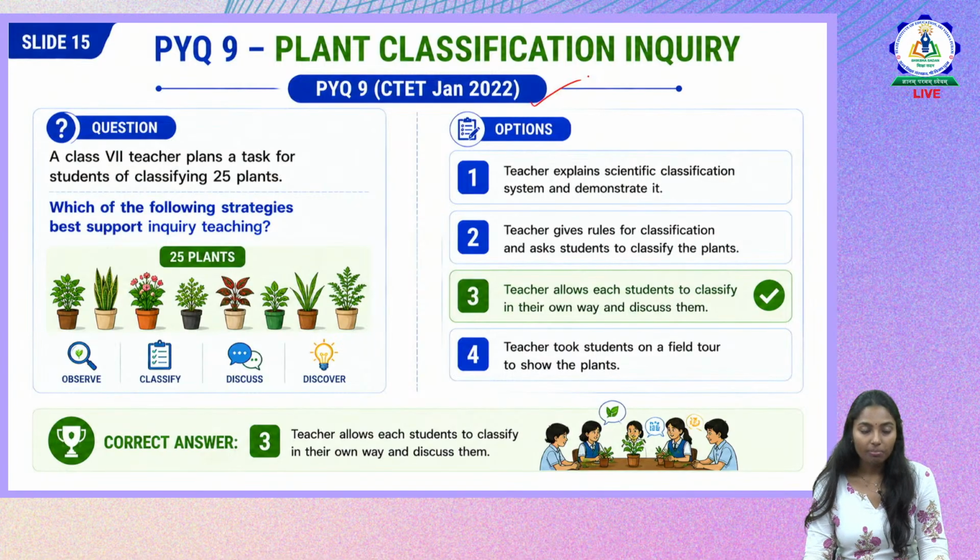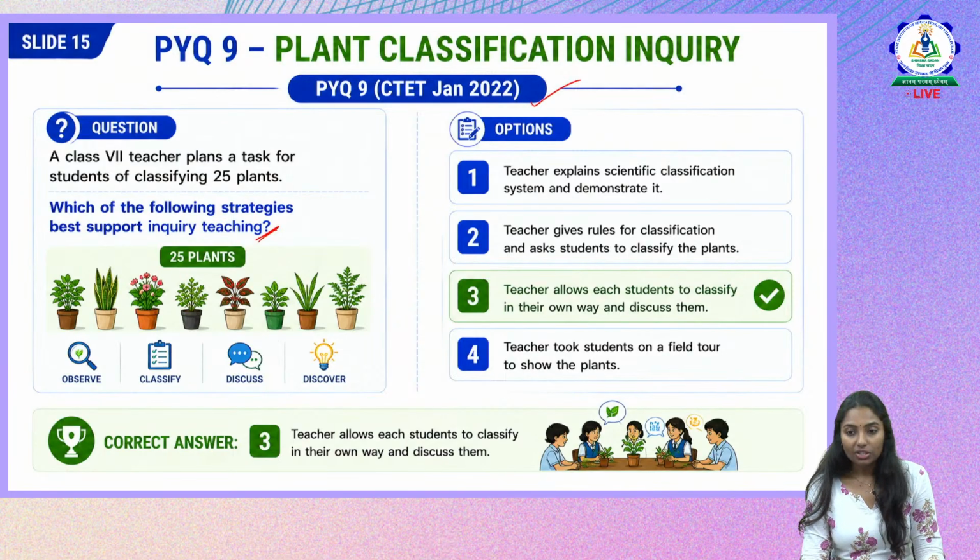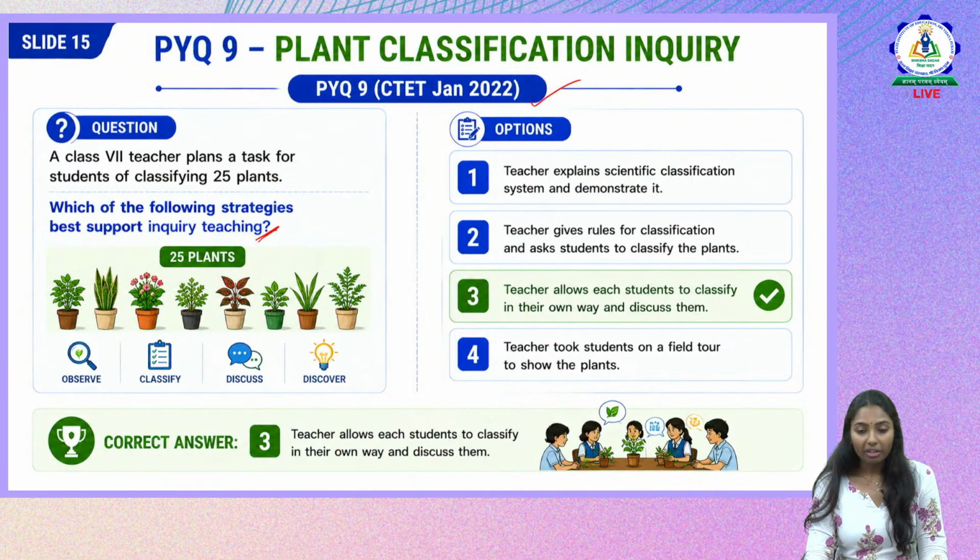A class 7 teacher plans a task for students of classifying 25 plants. Which of the following strategies best supports inquiry teaching? So she has given 25 plants, and the question asks which strategy best supports inquiry teaching. There are many questions asked about inquiry teaching. Let us see the options one by one. Teacher explains the scientific classification system and demonstrates it. Teacher gives rules for classification and asks students to classify the plants. Teacher allows each student to classify in their own way and discuss them. Teacher took students on a field tour to show the plants. So which is better for inquiry teaching?